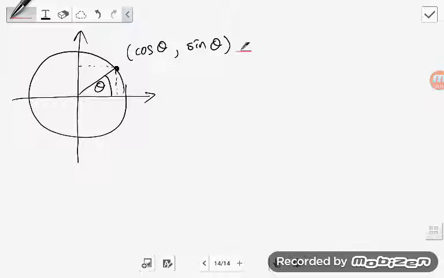Okay, now let me use a different color. Let's say today they want us to find the location for negative theta. So if going up this much is theta, then to find the location of negative theta, I have to go down, in the opposite direction but the same amount, right? So I'm going to be somewhere there. So this angle here will be negative theta. Now what's the x coordinate going to be? The x coordinate will be cosine of negative theta, and the y coordinate will be sine of, again, the angle, negative theta.